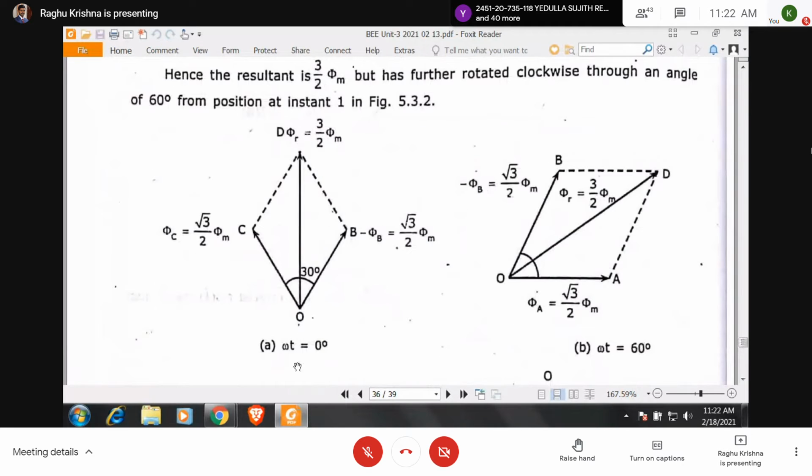Here. So at omega t equal to 0 degrees, the resultant flux is upwards. Okay. At omega t equal to 60 degrees, you can see this is the resultant flux. Phi r is the resultant flux. So this will be the direction of the magnetic field, or the lines of force. So it is 3 by 2 phi m. So you can see here also it is 3 by 2 phi m. Here also 3 by 2 phi m. So constant magnitude, but it is rotating.